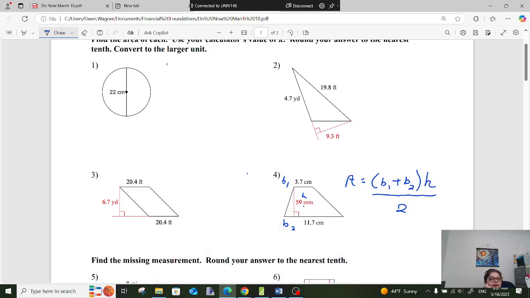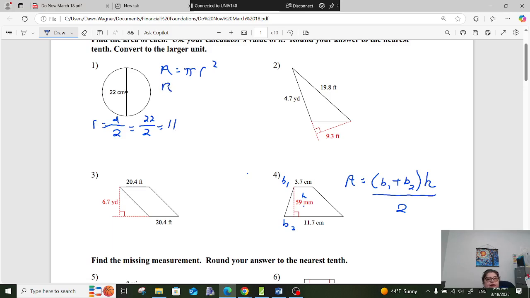So, what's the area formula for a circle? What was that? A equals pi r squared. Is this radius? No, this is diameter. So what do I have to do to get this to be radius? Radius is equal to diameter divided by 2. So then I would say 22 divided by 2 is equal to 11. Now I can use 11.